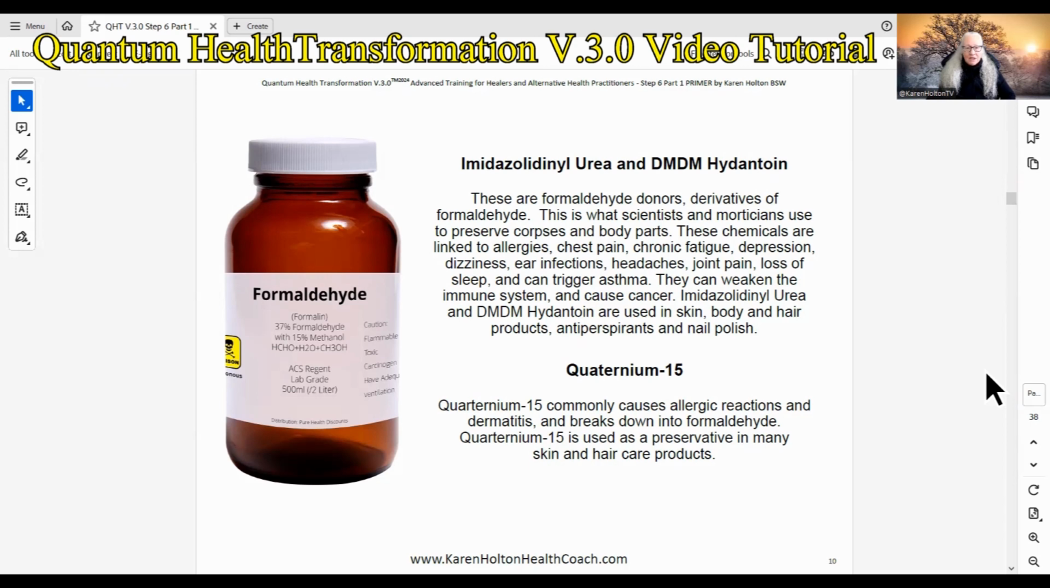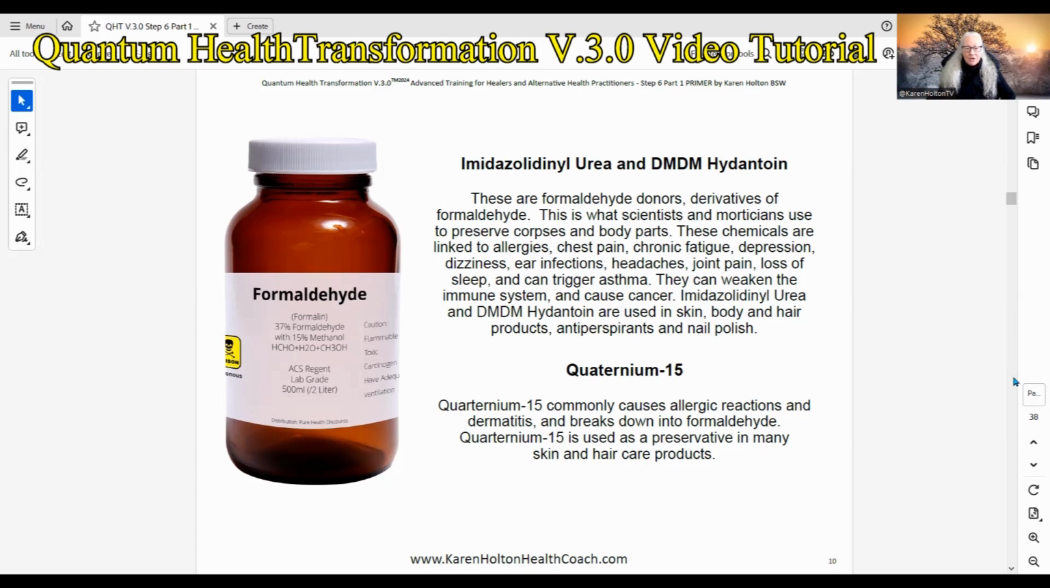These chemicals are linked to allergies, chest pain, chronic fatigue, depression, dizziness, ear infections, headaches, joint pain, loss of sleep, and can trigger asthma. They can weaken the immune system and cause cancer. Imidazolidinyl urea and DMDM hydantoin are used in skin, body, and hair products, antiperspirants, and nail polish.